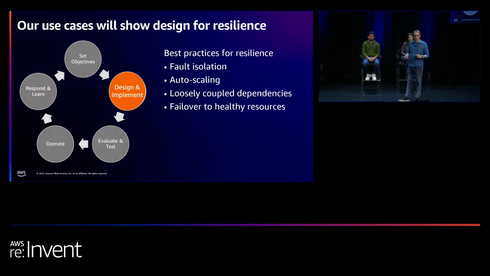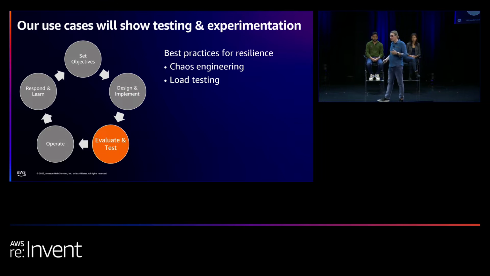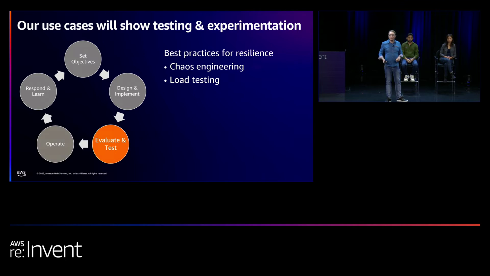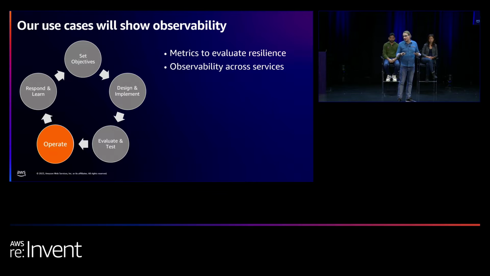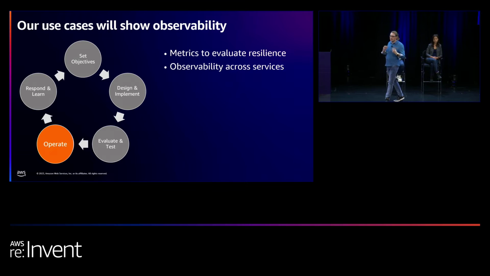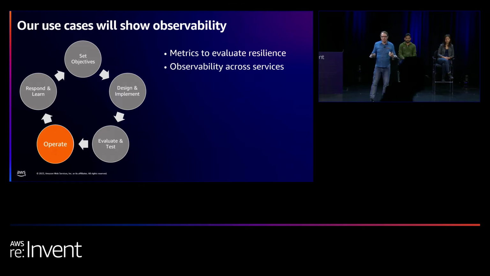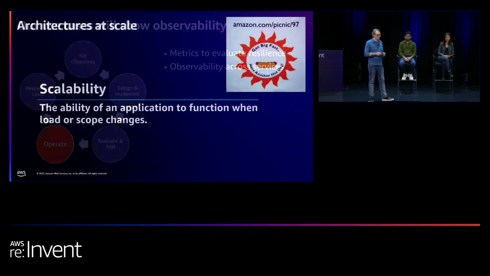And then the next one on the life cycle is about testing and evaluation. We're going to show you examples of teams that have done chaos engineering and load testing. And finally, sometimes people forget about this. You can design what you want into an application and make it resilient, but you have to operate it resiliently. And we're going to show you examples of how teams are using metrics and observability across accounts, across services to ensure the resilience of their workloads, of their applications.